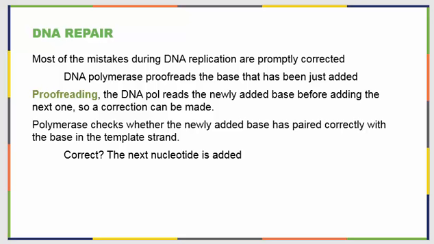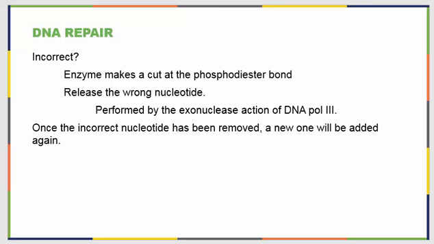Most mistakes made during DNA replication are promptly corrected. DNA polymerase immediately proofreads the base that's just been added. That way a correction can be made. The polymerase checks whether the newly added base has been paired correctly with the base on the template strand. If it's right, it just moves on. If it's not right, though, there's an extra enzyme that makes a cut at that phosphodiester bond, and the wrong nucleotide is just released back into the cell. This is all performed by the exonuclease activity of DNA polymerase III. Once that incorrect nucleotide has been removed, a new one is just added again, and the cell moves on.